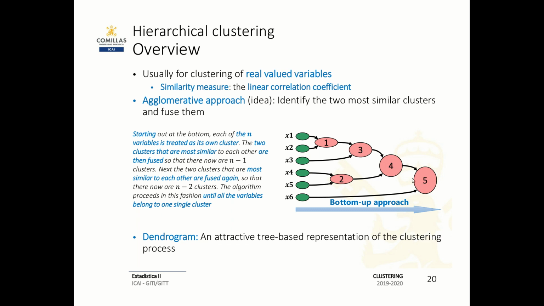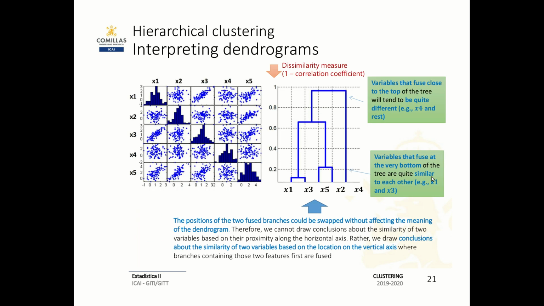And now at this point all the input variables have been merged into a single group so that we cannot further proceed. So we have finished the algorithm. So here we have an example. So let's say that we have 5 variables.